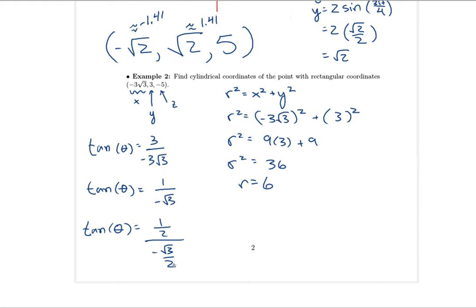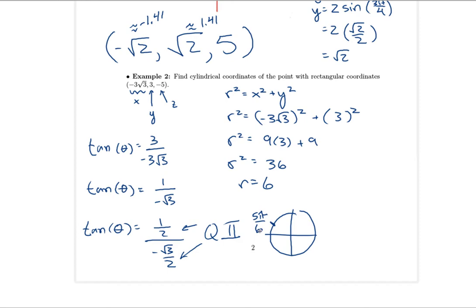And so what we should note here is what quadrant this is in, right? If the y is positive and the x is negative, this means we're in quadrant 2. So where in quadrant 2 is the sine equal to 1/2 and the cosine equal to negative root 3 over 2? That's going to happen right here at 5 pi over 6.